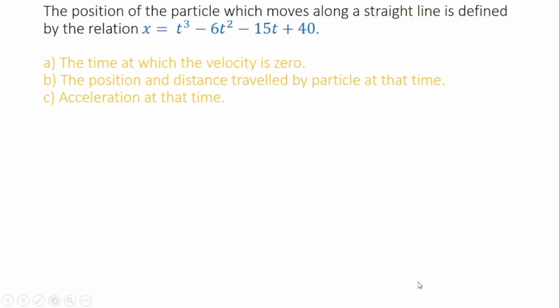Now we'll see one numerical based on variable acceleration. The position of a particle which moves along a straight line is defined by the relation x is equal to t cube minus 6t square minus 15t plus 40. Find the time at which the velocity is 0, the position and the distance traveled by the particle at that time, and the acceleration at that time. All those values need to be calculated. So first we write down the equation.